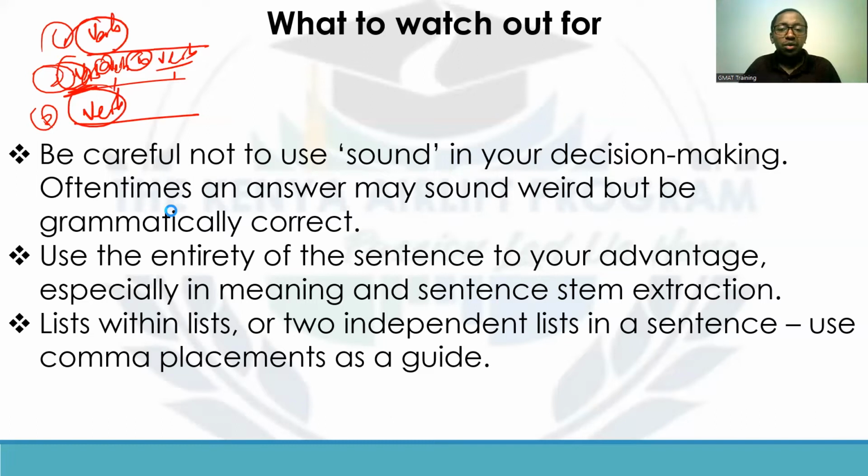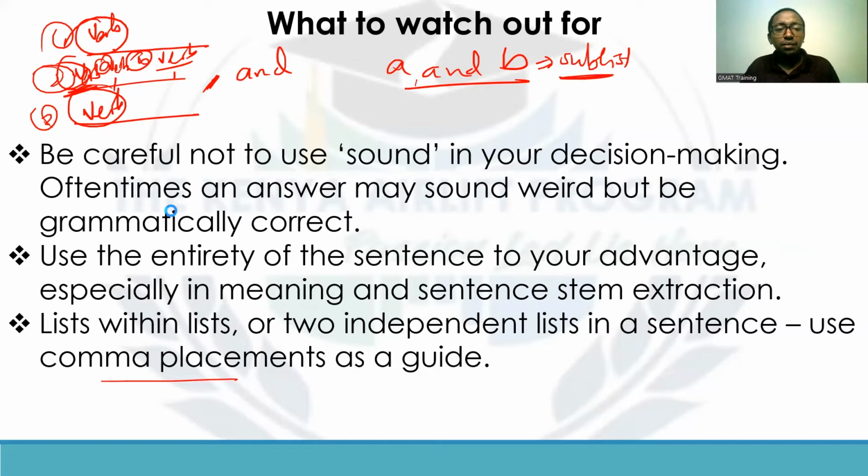And to help you with that, use comma placements as a guide. Because if, say, there are only 2 items here, and the super list is 3 items, if you find a comma here you'll know that this refers to the huge list. But if there are 2 items here, say A and B, since you won't have a comma, you'll know that this is a sublist. So these are the items that you should watch out for. And with that said, you can handle an example.